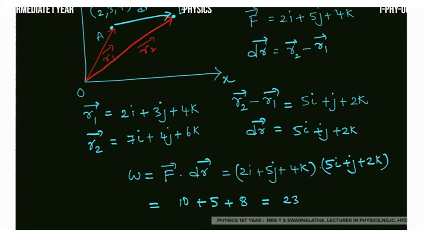Now the answer is 10 plus 5 plus 8, which is 23 joules. Work done unit is joules. So we got the answer as 23 joules. So I think it is clear.